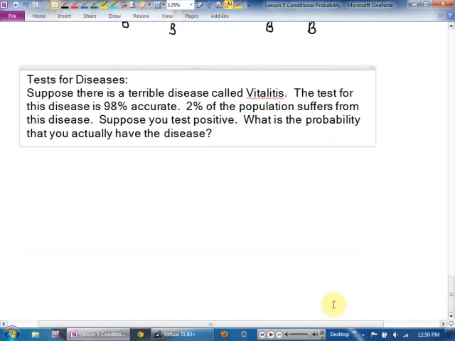And the sad thing is, most people, if they know that the test is 98% accurate, and they know that 98% of the population doesn't have it, they assume if they test positive, there's a 98% chance that they have it. And sadly, some doctors think that too, and give advice that way. Let's see what the real answer is. So there's two events here. First of all, you have the disease or you don't. And then you test positive or you don't. Let's define D.